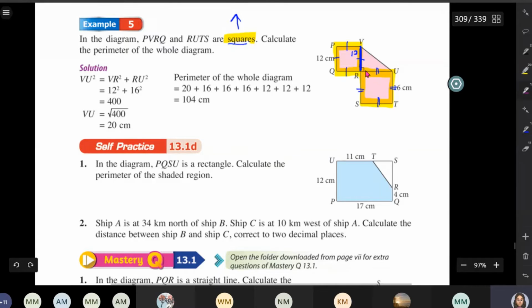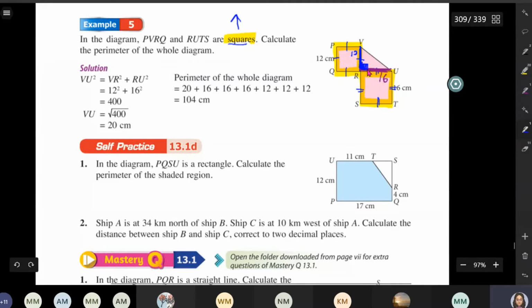And then the next line that you have is RU. So remember, RU is connected to the square RUTS. So this is actually 16. So the question wants you to find the perimeter of the whole diagram. The issue here is for you to find the value of VU. So this is a triangle, a right angle triangle, because you can see the symbol is already there to indicate it's a right angle triangle. So how do you find VU?